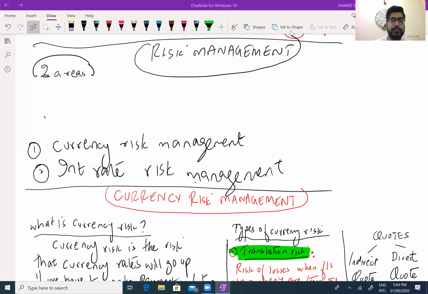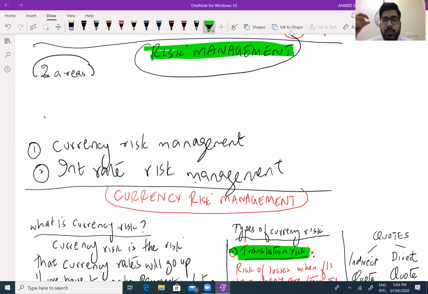Okay, hello everyone. Today we are going to start our new section in P4 or AFM, Advanced Financial Management. This section is called Risk Management. The risk management section is definitely going to provide you 20 to 25 marks in the exam. Therefore, it is highly important that you understand all aspects of this in order to ensure a perfect mark in this.